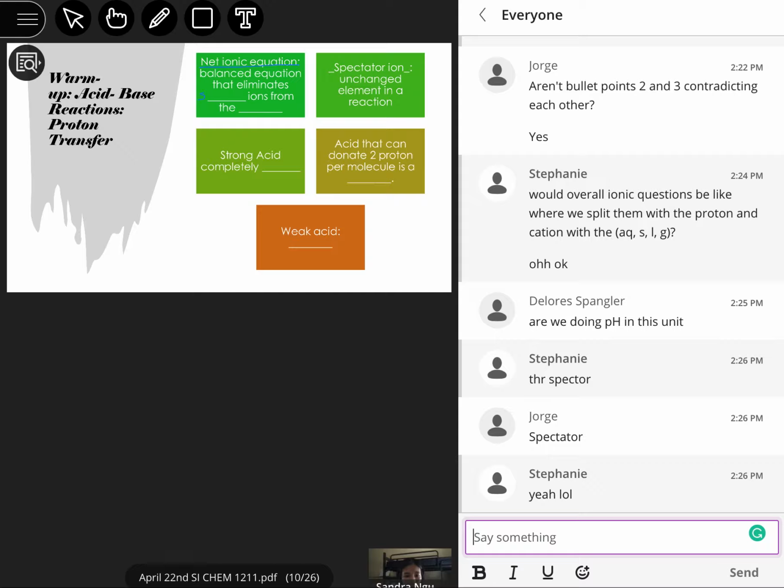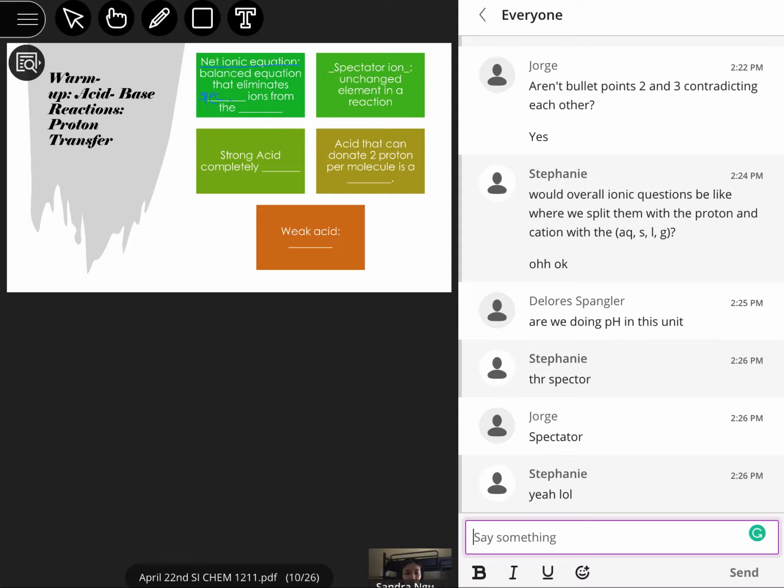I'm just gonna say spec for right now because it's easier to type on the computer. Spectator ions. If you don't know what spectator ions are, it's when you take your balanced equation from the overall ionic equation and separate all the elements out, whatever on the reactant and product side is the same, you cross them out. Those are considered spectator ions because you don't need them, right? They're just spectators. They're not the real players of the game. You cross them out, and then your final equation will be the whole equation without those spectator ions because you eliminated them.